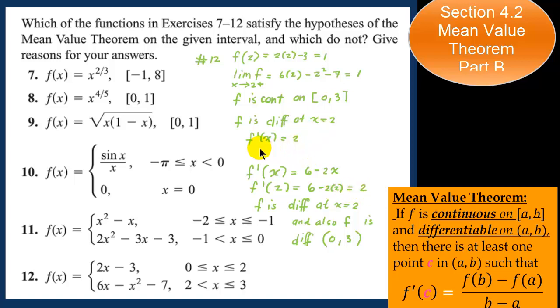Since the derivative of f of x to the left of 2 and to the right of 2 are equal, we can conclude that f is differentiable at x equal to 2. And so it would mean, therefore, that since that is the only critical part that we have to check out, we can say that f is differentiable on the interval from 0 to 3. So number 12 satisfies the hypotheses of the mean value theorem on the interval from 0 to 3.